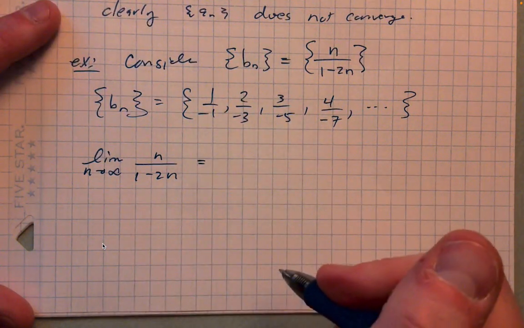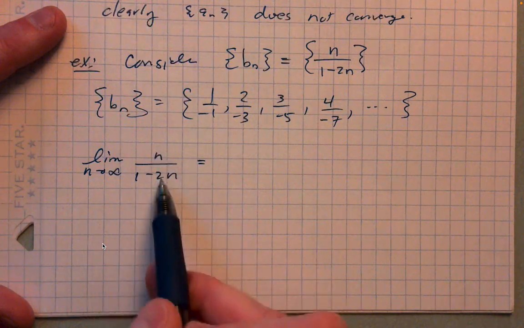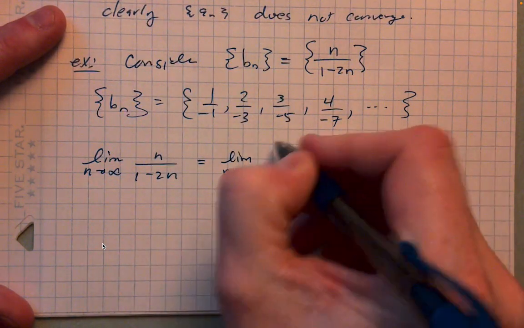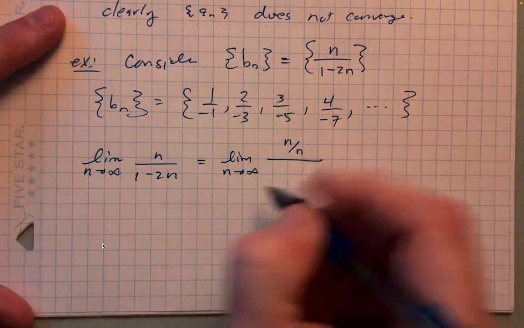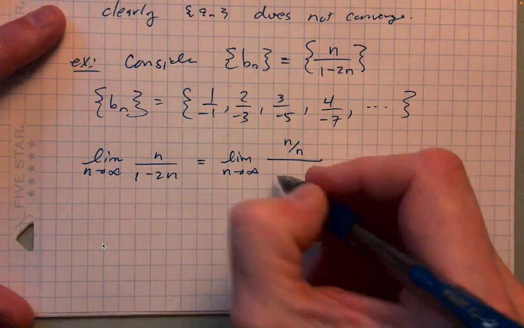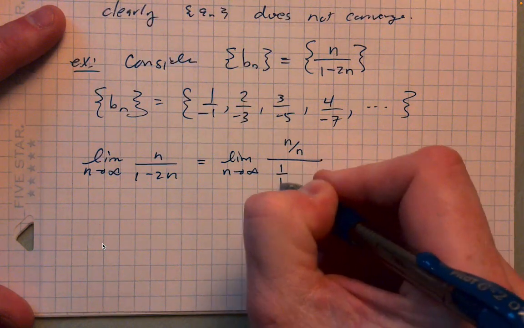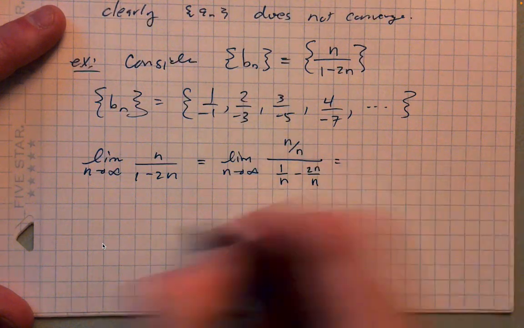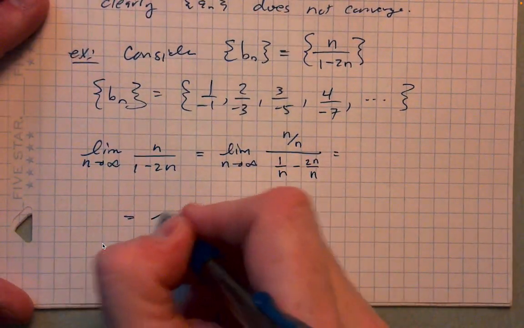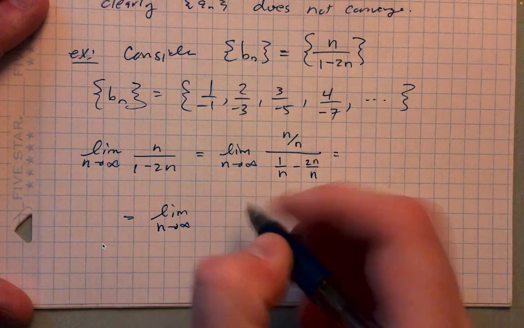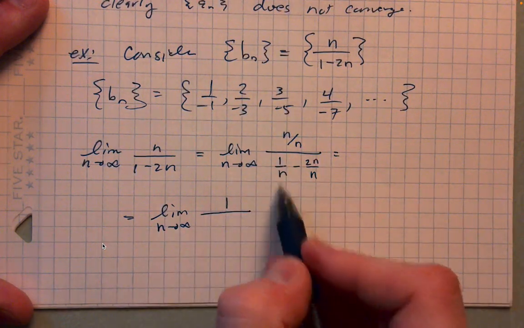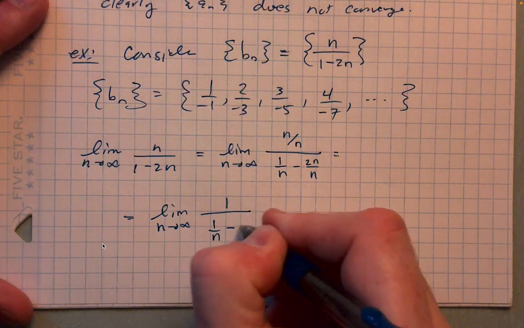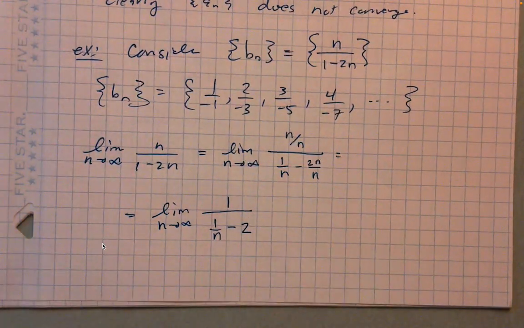Well, let's divide the top and bottom by n. So if I say n over n up top, and then down below, let's divide everything by n. I can certainly do that, right? I can do that. 1 over n minus 2n over n. Right, so then I have the limit as n goes to infinity of 1 over, now what do I have down here? I've got 1 over n minus 2, right?